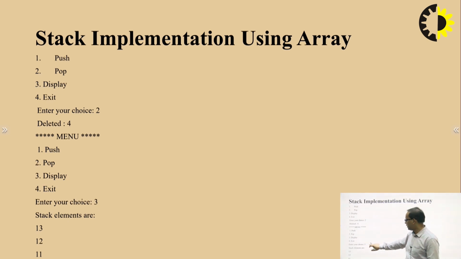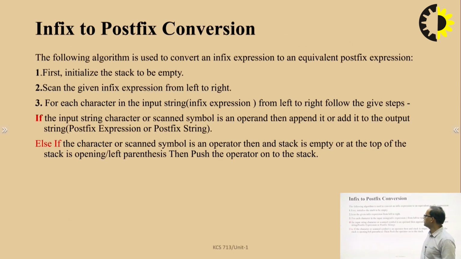Again we have entered the choice display. Okay, now after deleting 4, there are 3 elements inside the stack: 13, 12 and 11. So this is the stack implementation using an array.